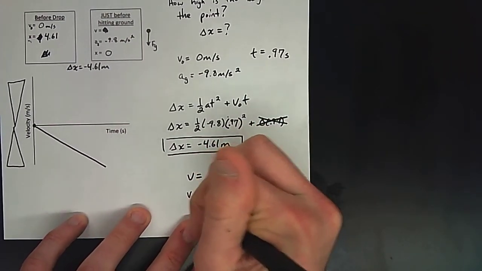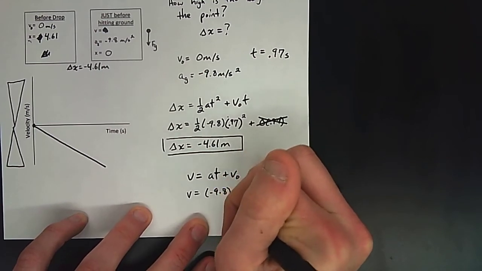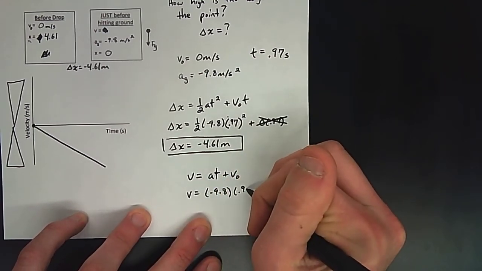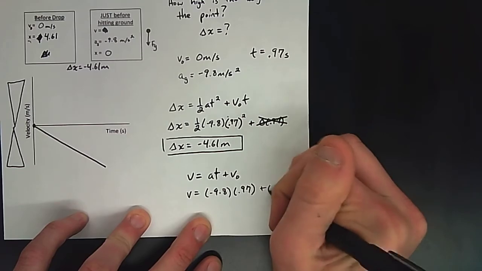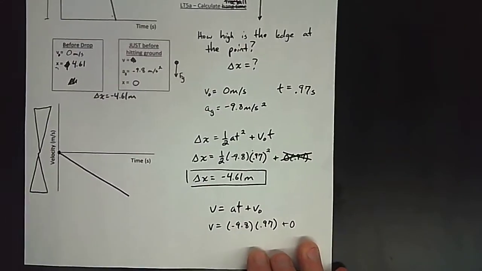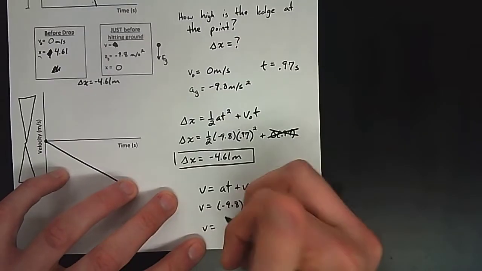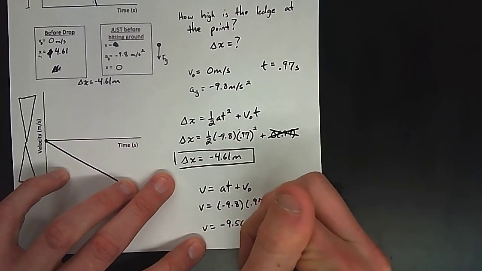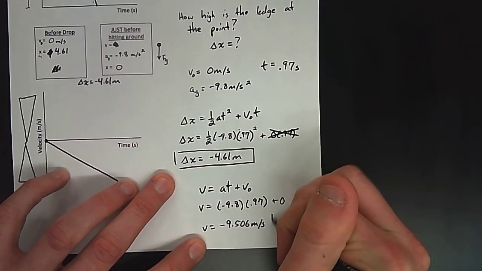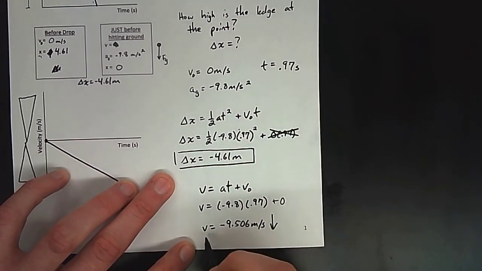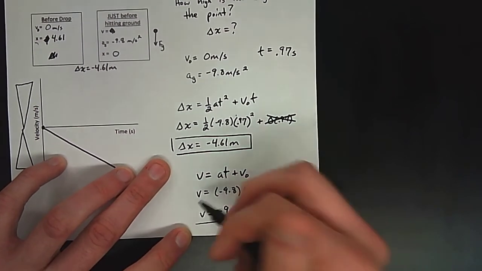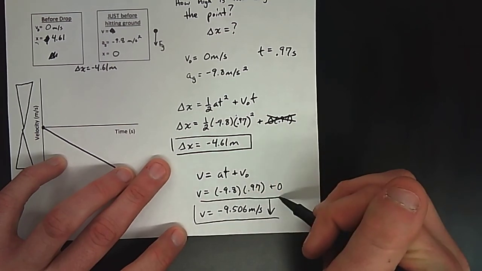All right. Velocity is equal to negative 9.8 meters per second squared. My time, I just put in 0.97 like before. Initial velocity is 0. And when you do the math on this, you get your velocity to be negative 9.506 meters per second because it's velocity. And again, the negative, I don't need to put the arrow if I have a negative, but the arrow always helps to just kind of reiterate that velocity is going downwards. All right, and that's it.